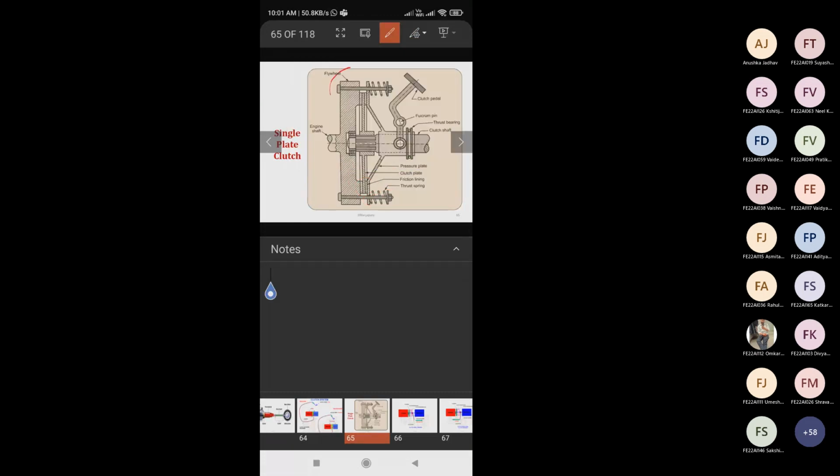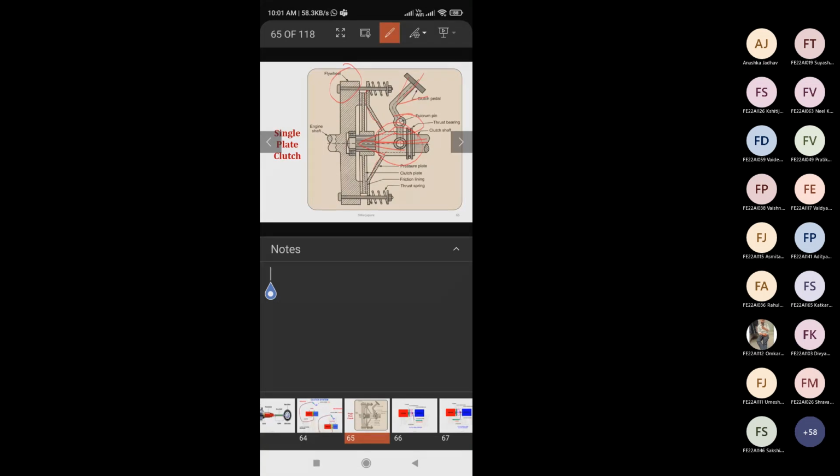This is the flywheel, right? Now it is in the engaged position. When this is pressed, with the fulcrum here, this will move in this direction. Now this clutch shaft is a spline shaft. That means it will allow the axial movement of this pressure plate on the clutch shaft, right? So your pressure plate will move in this direction, and you can see this is your pressure plate, right?